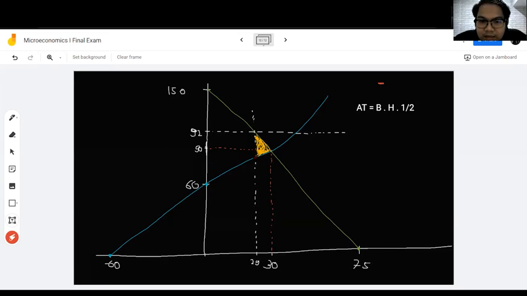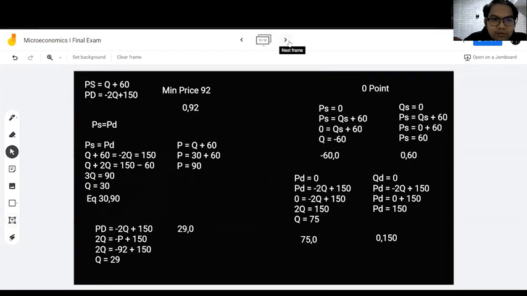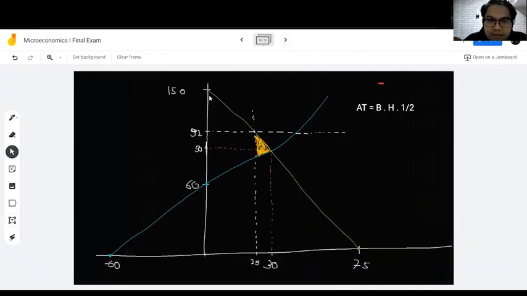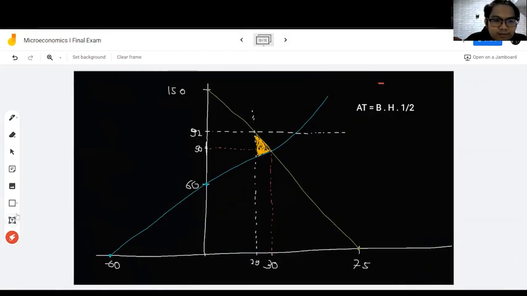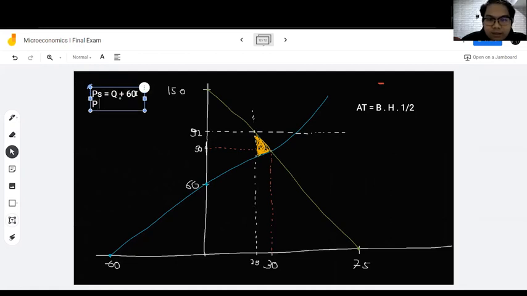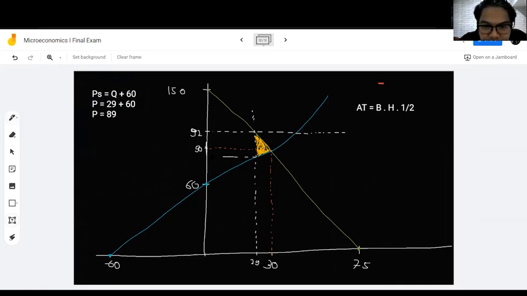Okay, let's see. This is connected by 29. So we need to put the 29 into the equation from before. Because this is in the y section, or we call it the supply line, we need to put it in the supply equation. So PS equals Q plus 90. So P equals 29 plus 90. P is 89. So the mysterious base that we need is right here, 89. So 89 until 92 is 3.